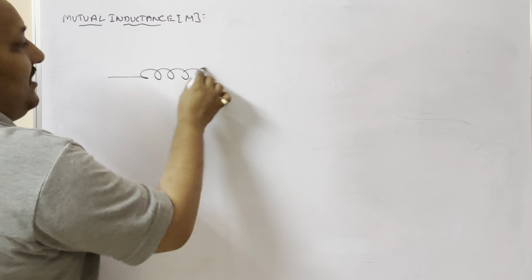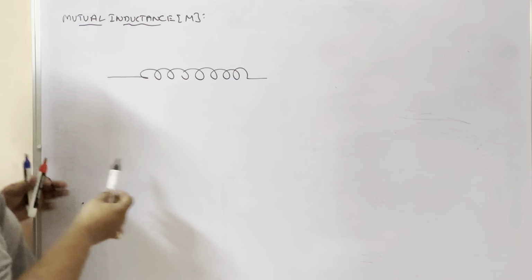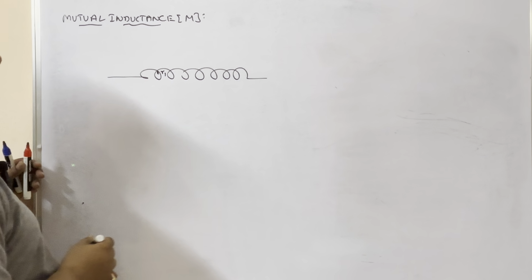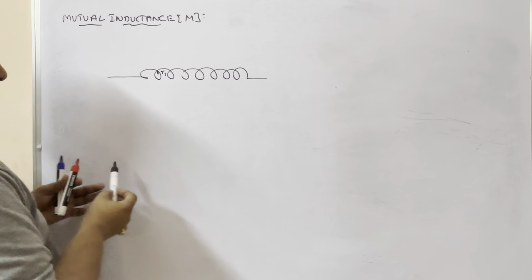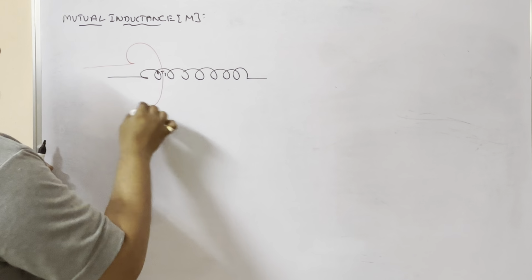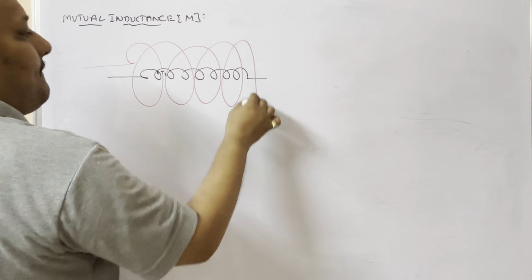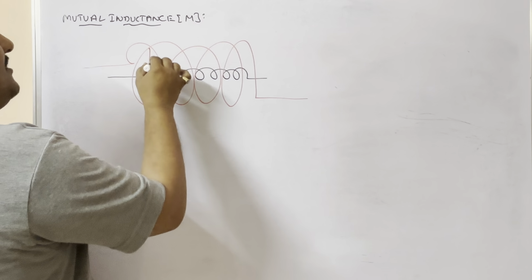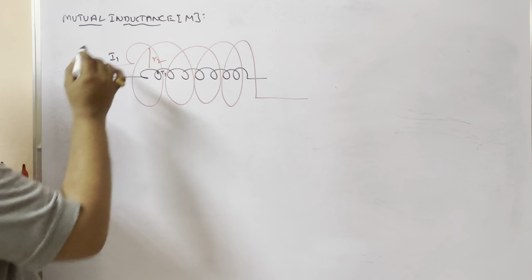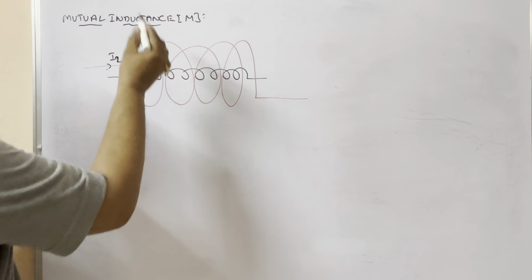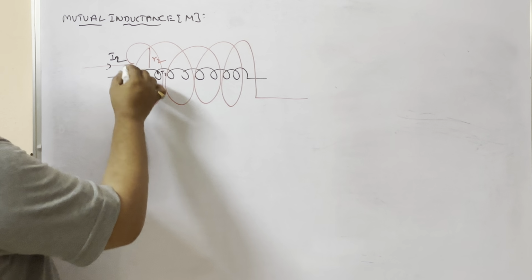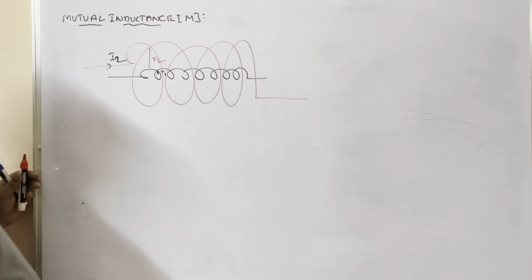So, this is a coil, its radius is going to be R1. Now, another coil I am taking, its radius is going to be R2. Now, current is passing in the second coil, I2. You can take I2 or I1, that is your wish. Because I am taking R2, I am taking I2.